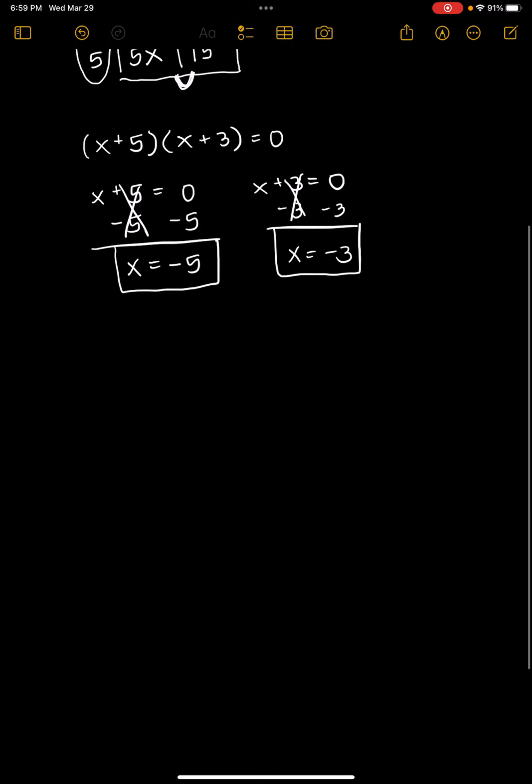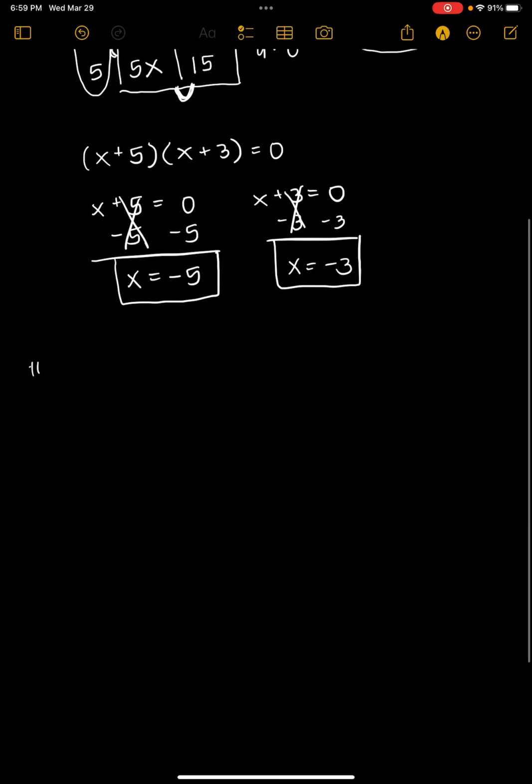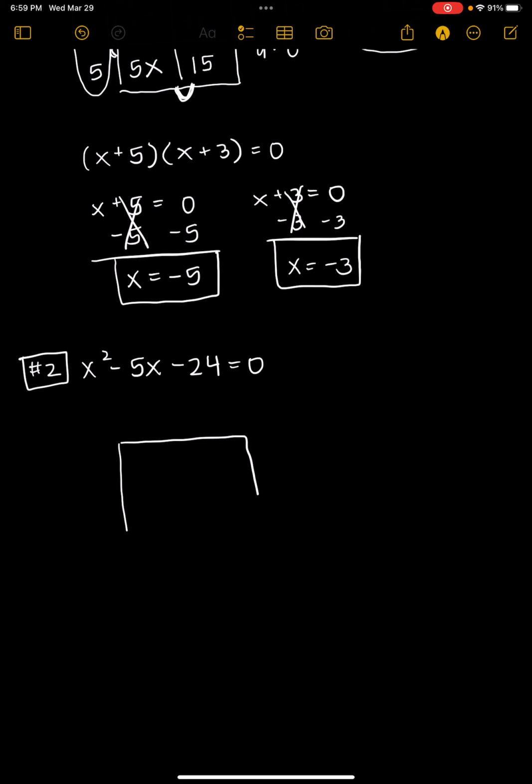Now, let's do the next one, and we're going to set it up exactly the same way. So for the second example, we have x squared minus 5x minus 24 is equal to 0. So I'm going to use that box method again and draw a big box and put 4 boxes inside of that box. And then we're going to put the first term in the top left box and the very last term in the bottom right box. And it always comes with its sign. So because that 24 is negative, we're going to keep that negative.